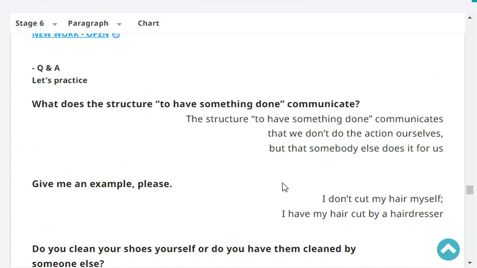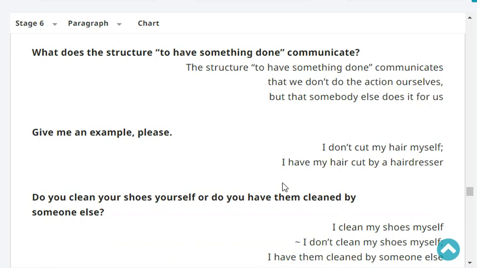By the people. Very good. What does the structure 'to have something done' communicate? The structure 'to have something done' communicates that we don't do the actions ourselves, but that somebody else does it for us.